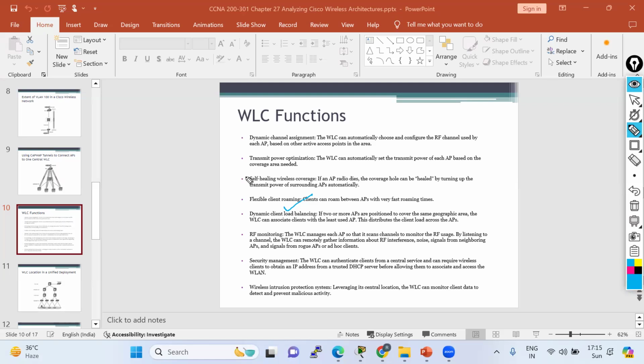So WLC has the capability that if any kind of problem happens in my network, they are going to detect those problems and automatically put some kind of restriction on those problems, so that the problem is not going to disturb your services.